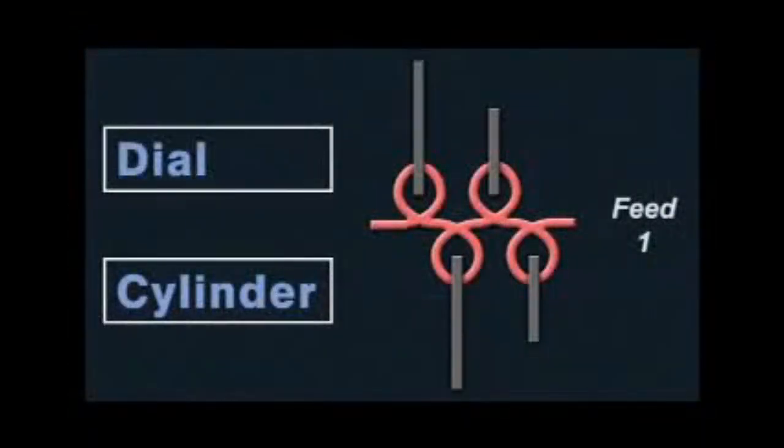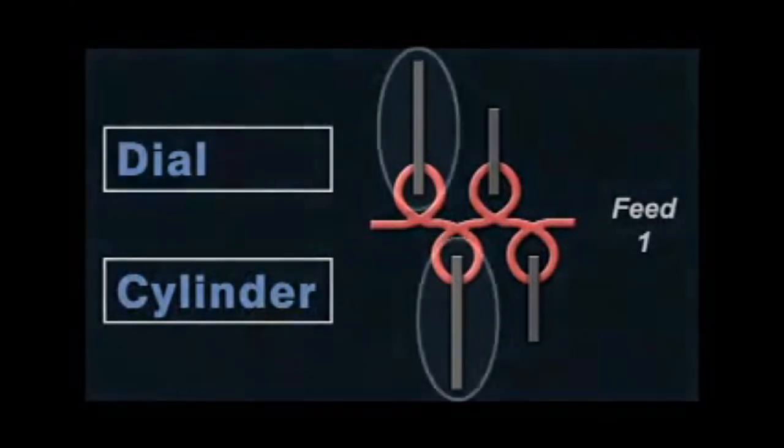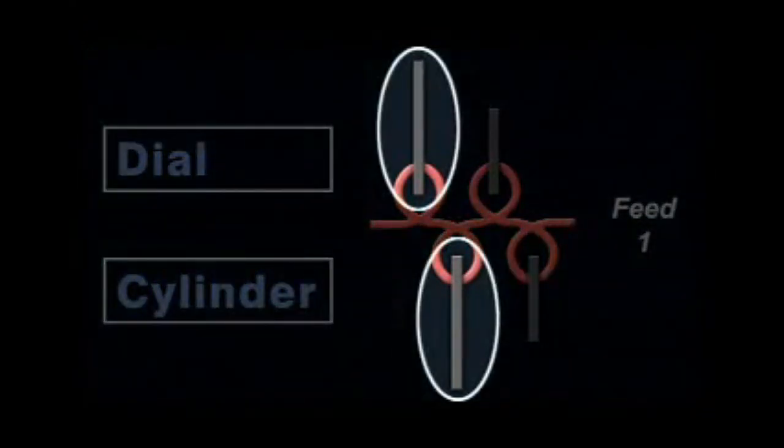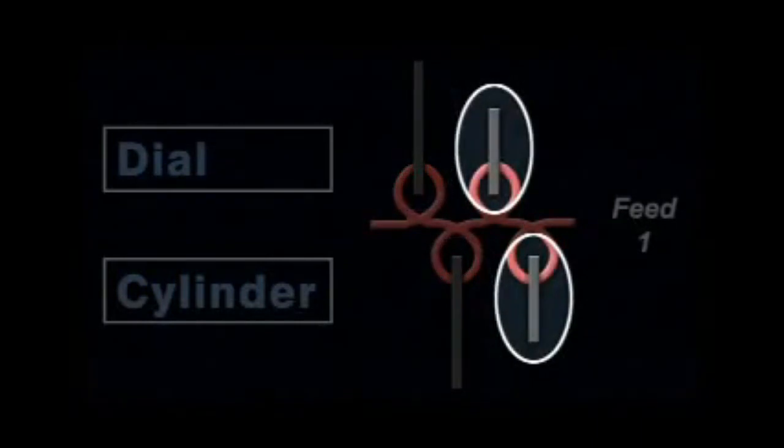There are different notation systems for needle selection. This example shows how knit loops alternate 1-by-1 on dial and cylinder needles. This notation is for a 1-by-1 rib. Notice that both long butt and short butt needles are selected.